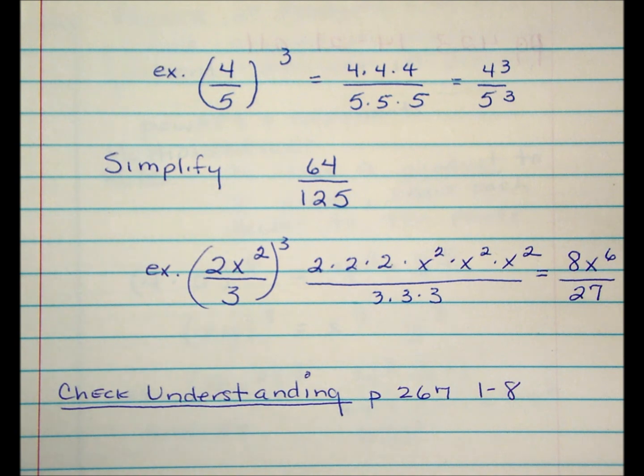4 times 4 is 16, times 4 is 64, over 5 times 5 is 25, times 5 is 125. So in simplified version, it would be 64 over 125.